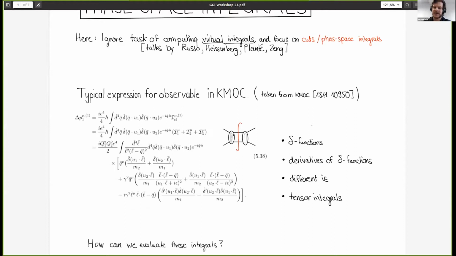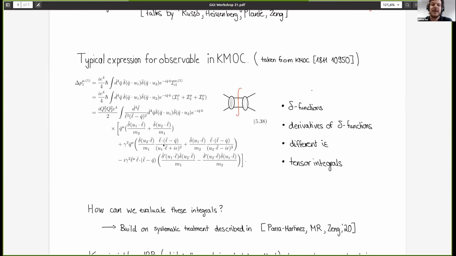So maybe we can first take a bit of a step back and look at an expression which already appeared in the original paper by KMOC. And that's here, for example, the impulse kernel at next to leading order. And if you look at it, you see that there are many different terms in this integral that you have to perform. In particular, you see that there are tensor integrals, there are delta functions, there are even some derivatives of delta functions, which come from expansions of the arguments of those delta functions.